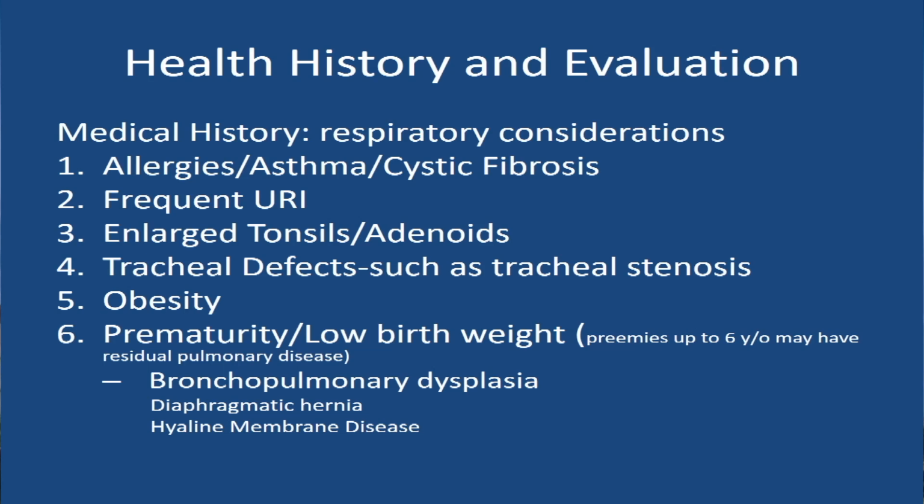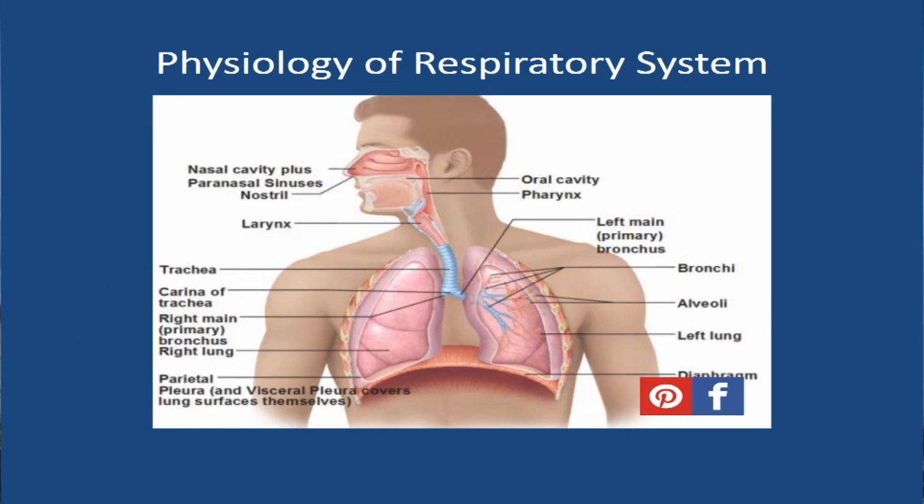Prematurity and low birth weight children often have a very difficult airway. Preemies up to 6 years of age may have residual pulmonary disease, and it makes it more difficult for this airway system. So those children who are premature need to be taken into consideration in your physical evaluation of the patient. Listen carefully to the lungs and see if they have any things such as bronchopulmonary dysplasia, diaphragmatic hernia, or hyaline membrane disease, which make it more difficult for the airway to have the volume needed to exchange air for good respiration.